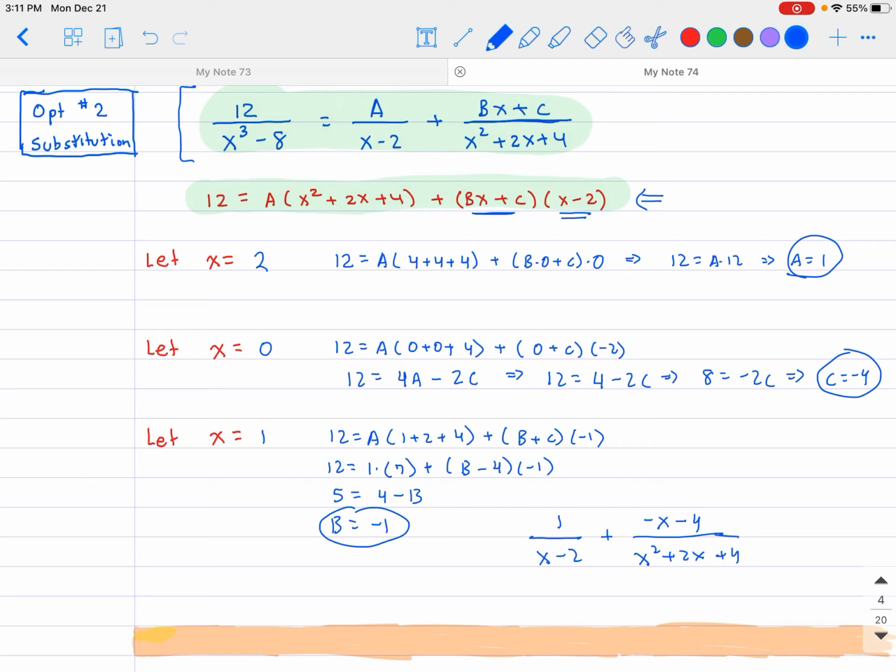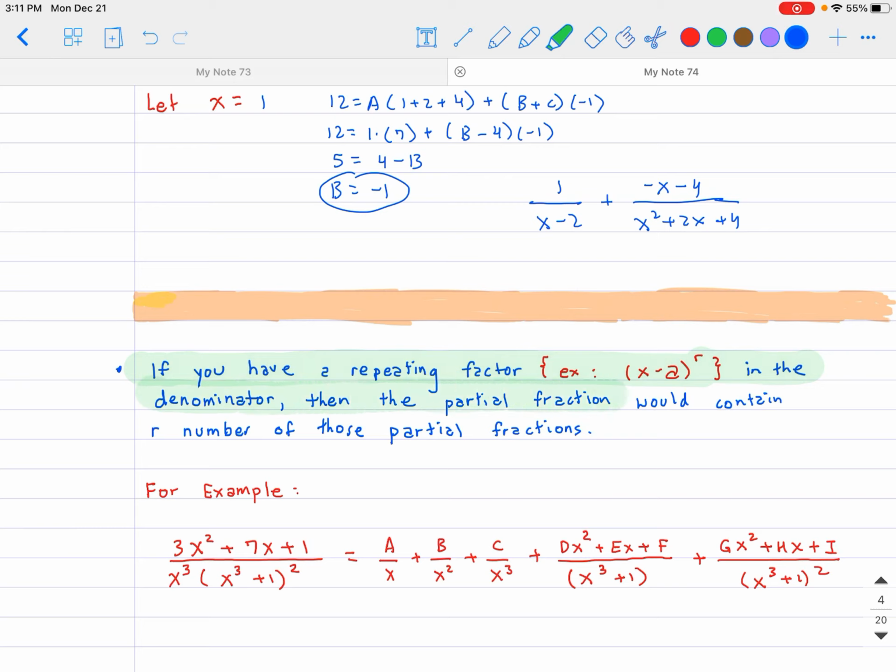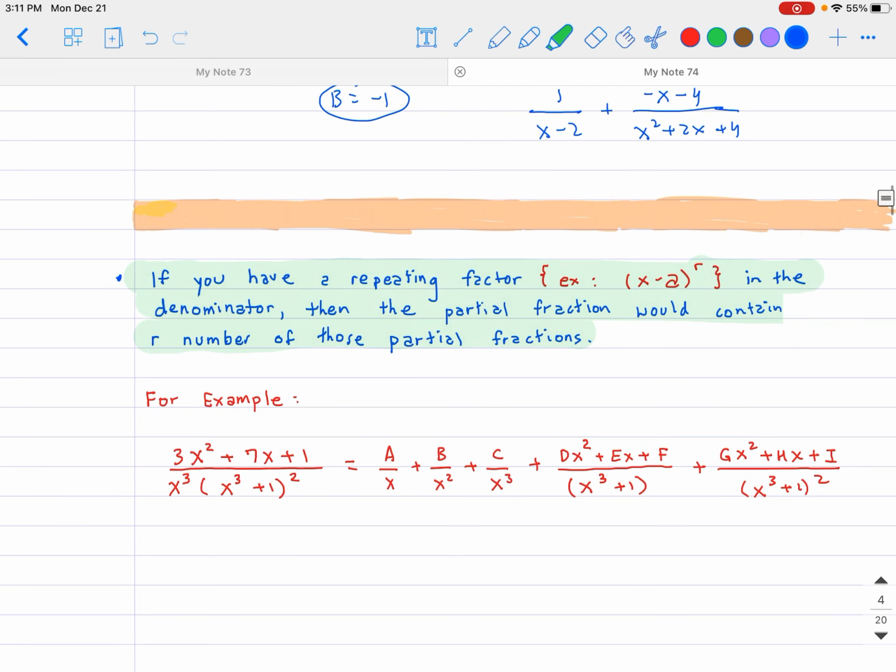Now, the other special condition is that if you have a repeating factor of x minus a raised to the r power in the denominator, then the partial fraction would contain r number of those partial fractions. And here's what that means. So let's say you got something nasty like this guy over here. In terms of what it breaks into for the partial fractions, you'll notice that there are two unique factors on the bottom. We have x and also x cubed plus 1.